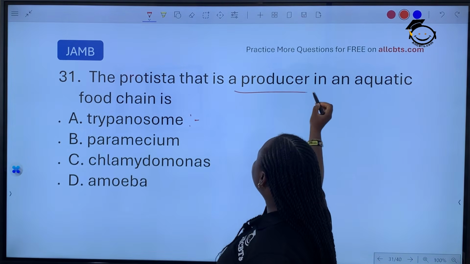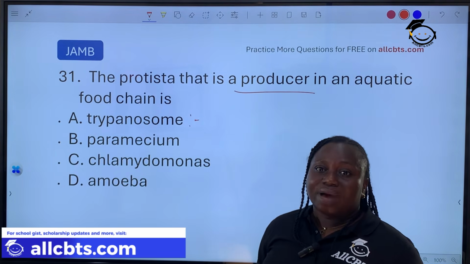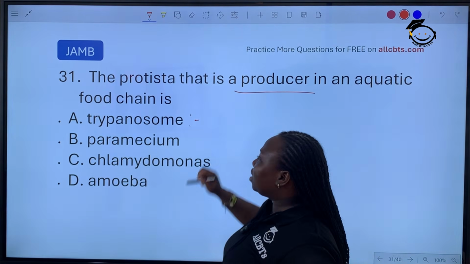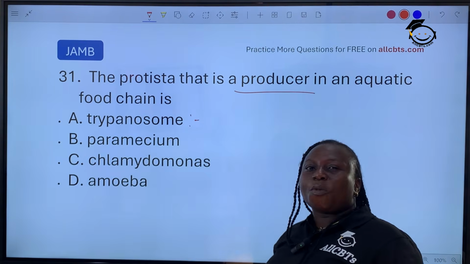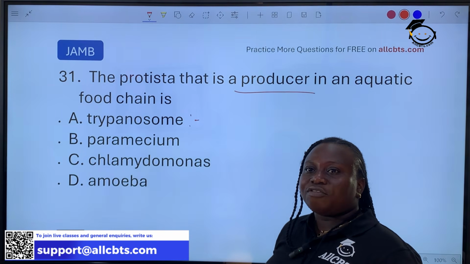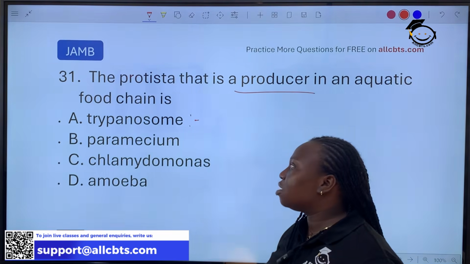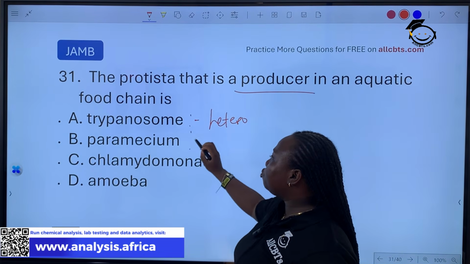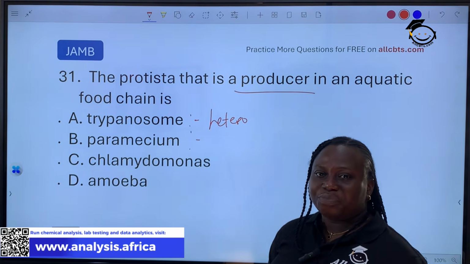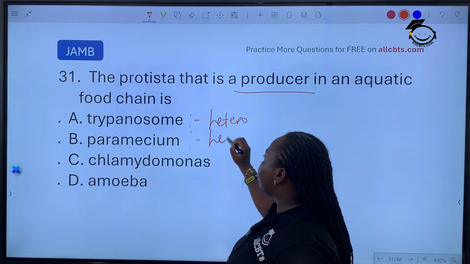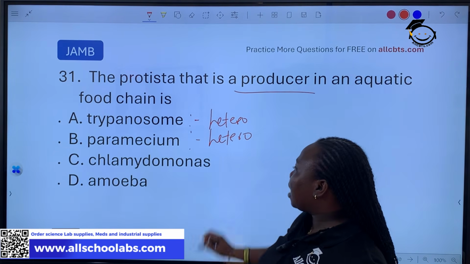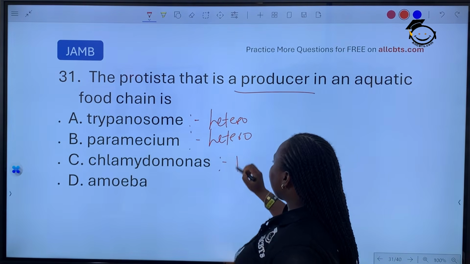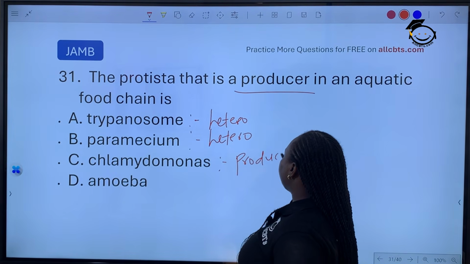Don't forget that the producers can produce their food by themselves. Trypanosome has to get it from another organism. They have to get it because they cause diseases. So these ones are heterotrophs. Paramecium is also heterotrophic. It cannot produce its food by itself. Chlamydomonas can produce their food on their own. So we can say that they can be producers or autotrophs.